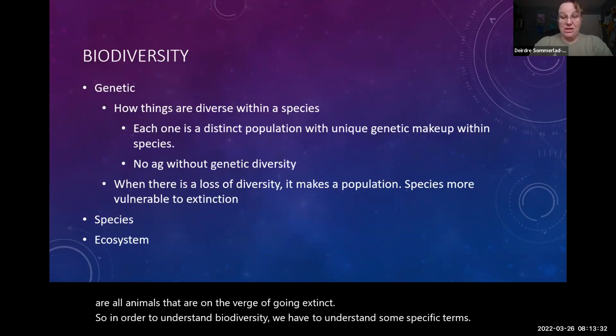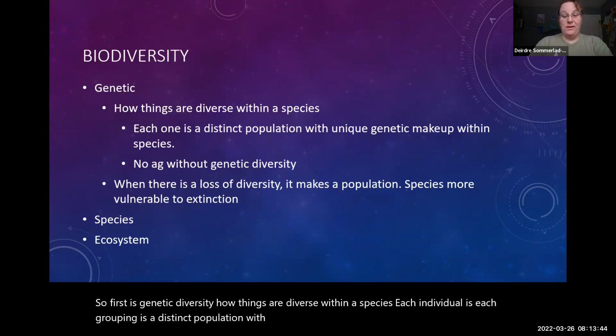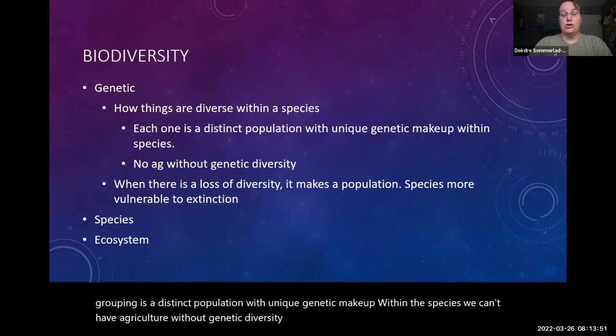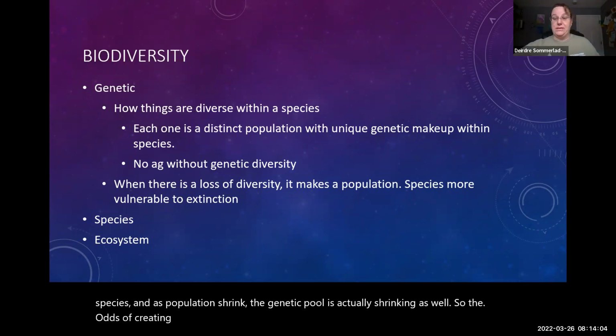So first is genetic diversity, how things are diverse within a species. Each grouping is a distinct population with unique genetic makeup within the species. We can't have agriculture without genetic diversity. We know that inbreeding is incredibly bad for any species. And as populations shrink, the genetic pool is actually shrinking as well, so the odds of creating genetic abnormalities increases. So genetic diversity is really important.